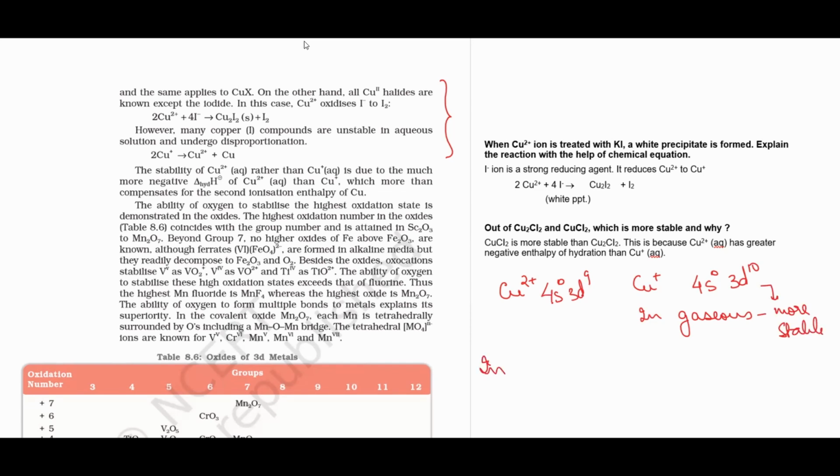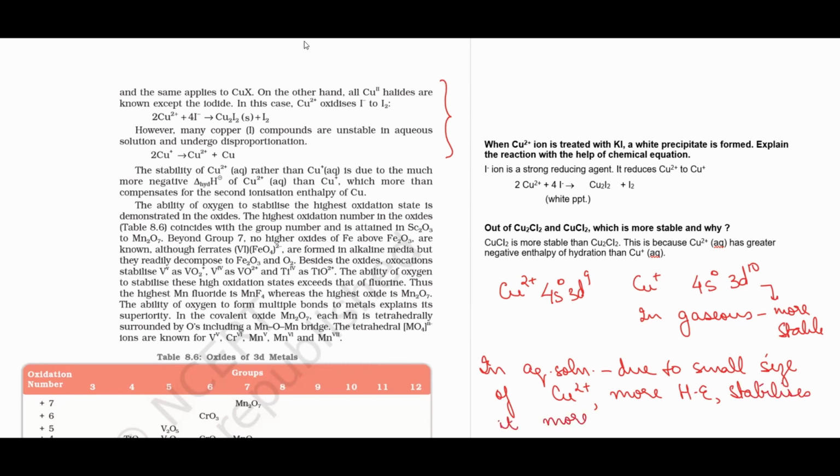But in aqueous solution, due to the small size of Cu2+, hydration energy stabilizes it more. Hence, Cu2+ is more stable in aqueous solutions than Cu+.